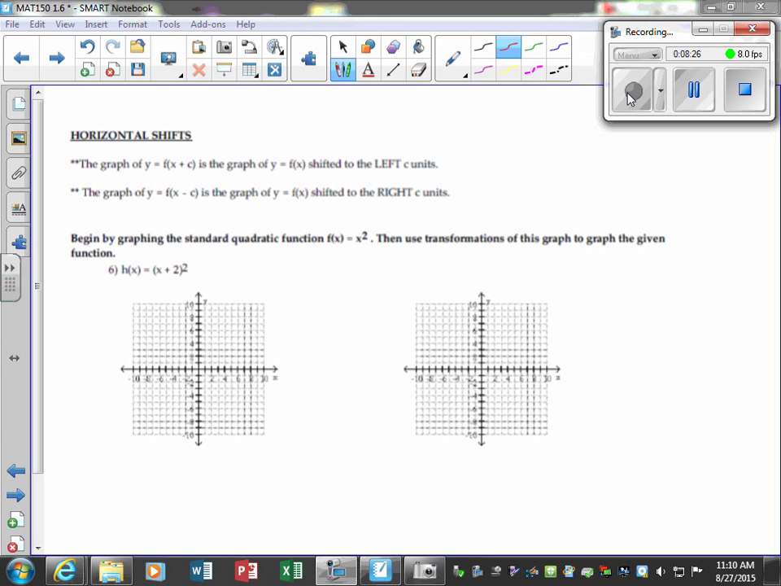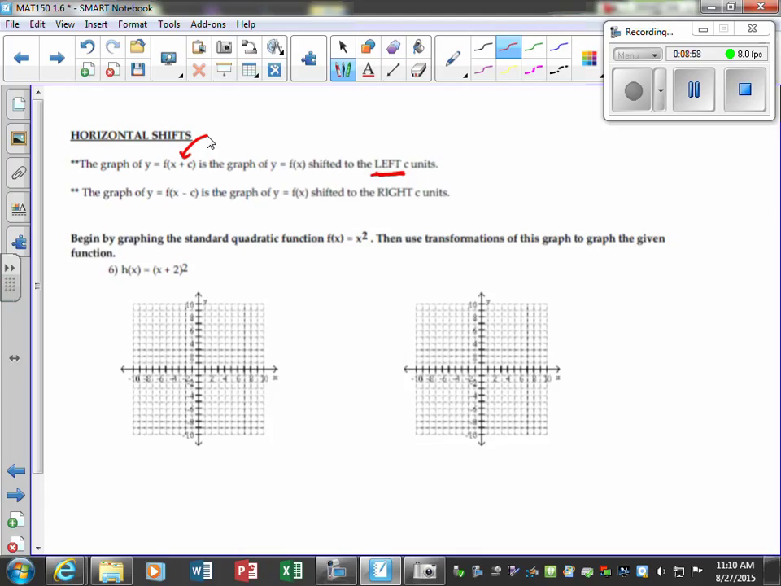The next concept that we visit is our horizontal shifts. So we leave our vertical shifts, and now we're going to focus on horizontal. The graph of f of x plus c, this time it's in the parenthesis, is the graph of f of x shifted to the left c units. Now I want you to really look at this. I want you to notice that that's a plus c, but we want to go left. So in a sense, you want to kind of think opposite when we're talking about the horizontal shifts.